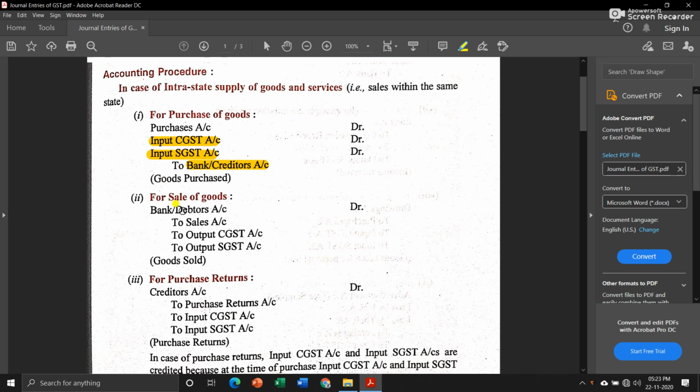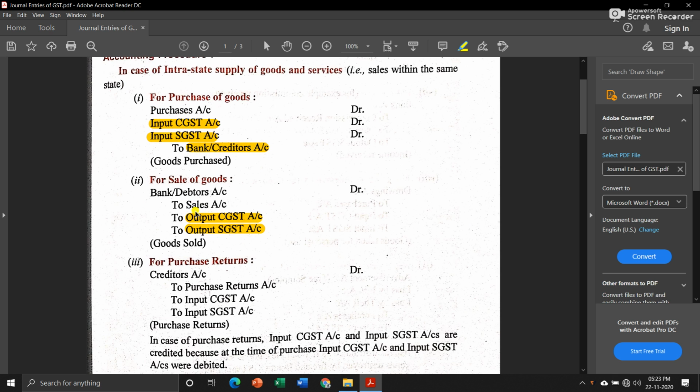And next is while selling goods. While selling goods, we collect GST from our customer. So in that case, the normal journal entry will be bank account debit, cash account debit, or debtors account debit to sales account. But in GST, in addition to the previous sales entry, we have to credit output CGST and output SGST account depending on the rate of GST given in the question. So the journal entry for sales will be this, point number 2.